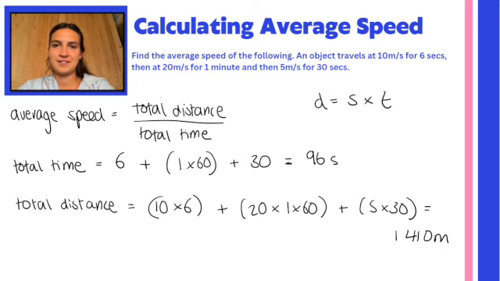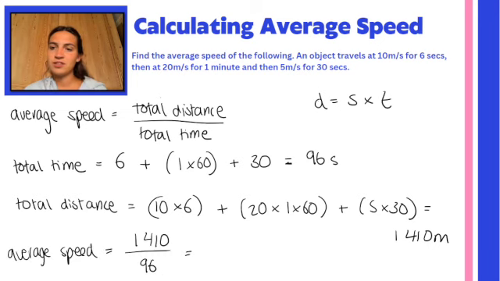Okay, and I do that all in my calculator, and I should find that that's 1,410 meters. So final step is to go back to my original equation and say my average speed is that total distance divided by that total time. I have 14.7 meters per second. Remember, when you're calculating your average speed, you can't just do an average of the speeds traveled.